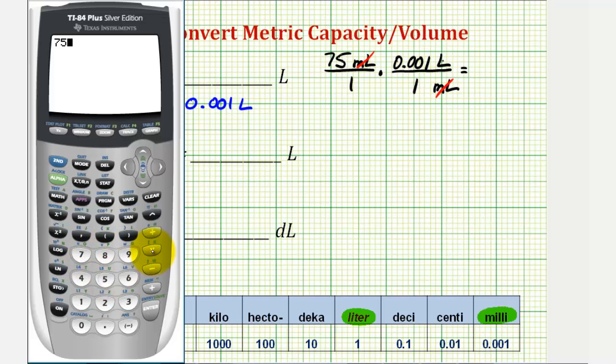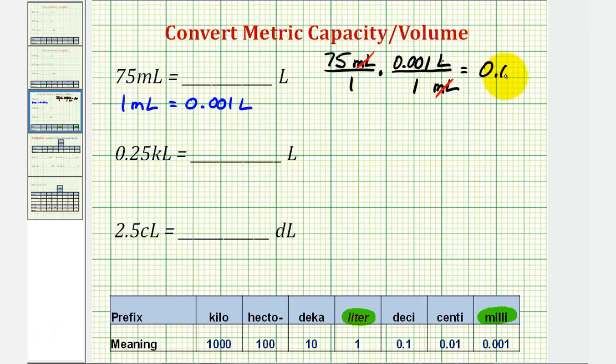So we have 75 times 0.001, so we have 0.075 liters. Notice how we could have just moved the decimal point to the left 3 times.